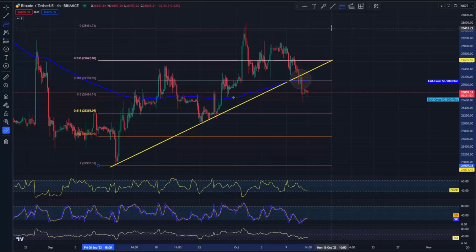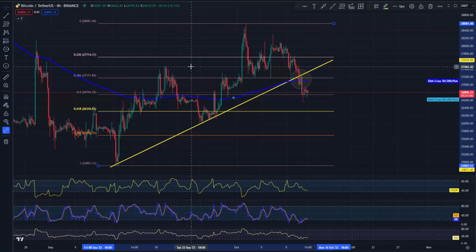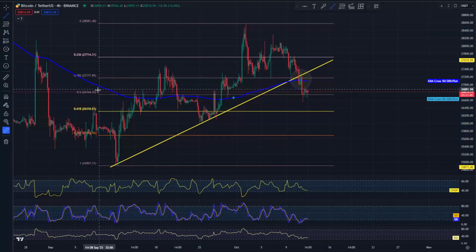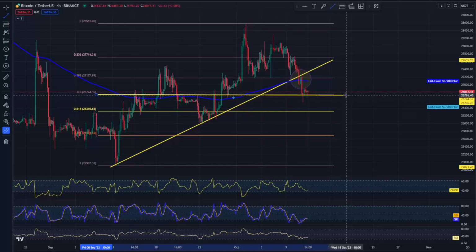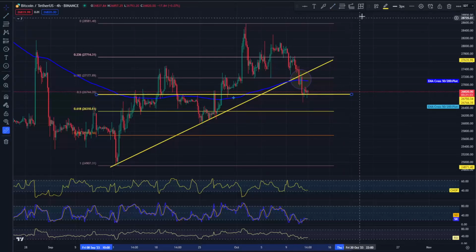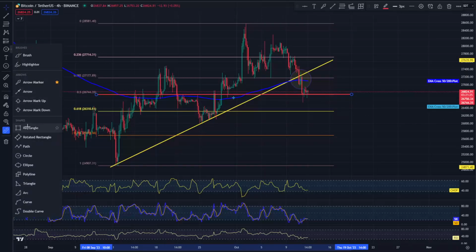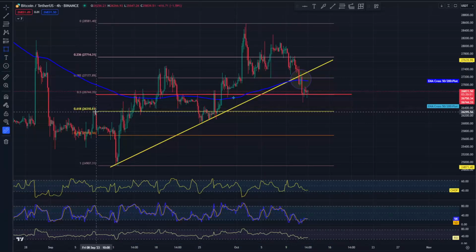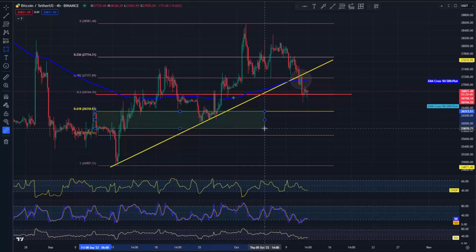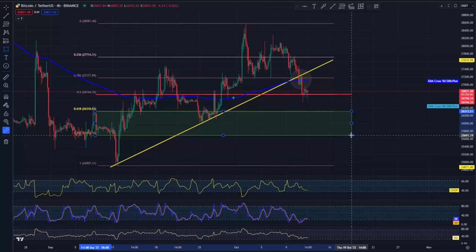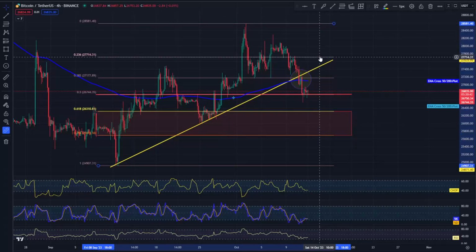Now we can move on to marking support areas in case the correction deepens. And here, first of all, it is worth marking the support at the level of $26,750, at which the price currently holds, but when it drops lower, it will move towards the strong support zone from $26,313 to $25,691.